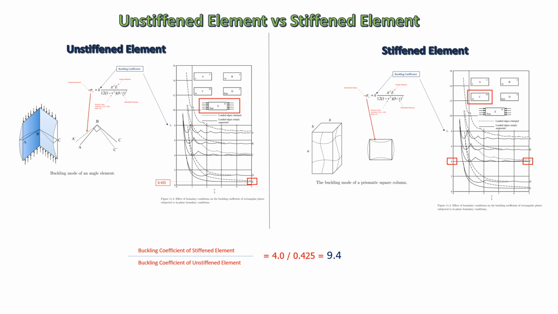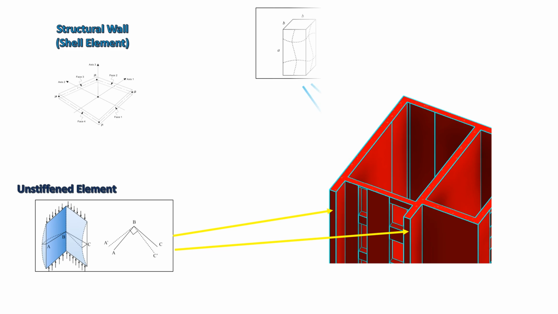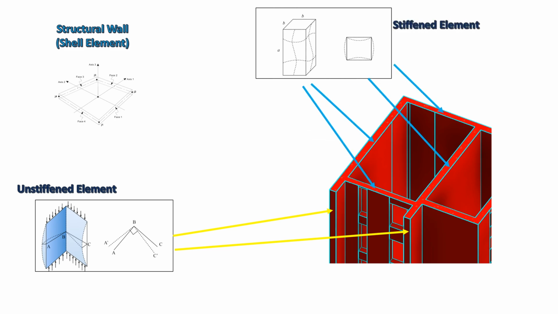With this knowledge, whenever a structural engineer would like to make the structural wall as thin as possible, try to make it a stiffened element. With the elastic buckling knowledge, a structural engineer is now able to identify the buckling coefficient of each wall panel within a lift core or stair core.